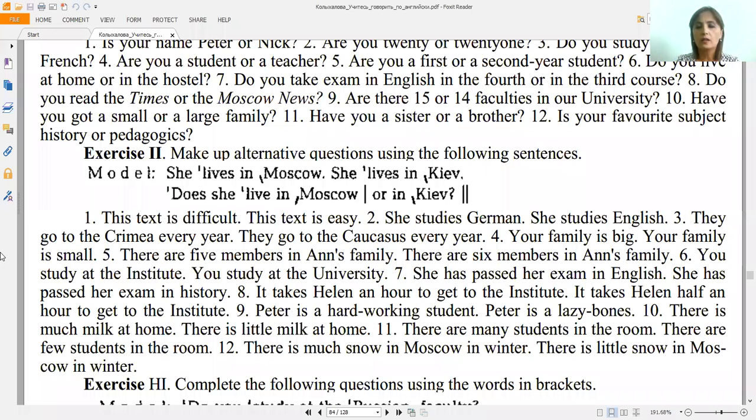Peter is a hard-working student. Peter is a lazy bones. Is Peter a hard-working student or a lazy bones? There is much milk at home. There is a little milk at home. Is there much or little milk at home? There are many students in the room. There are few students in the room. Are there many or few students in the room? There is much snow in Moscow in winter. There is little snow in Moscow in winter. Is there much or little snow in Moscow in winter?